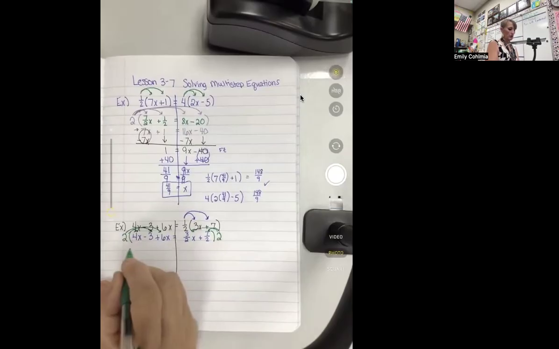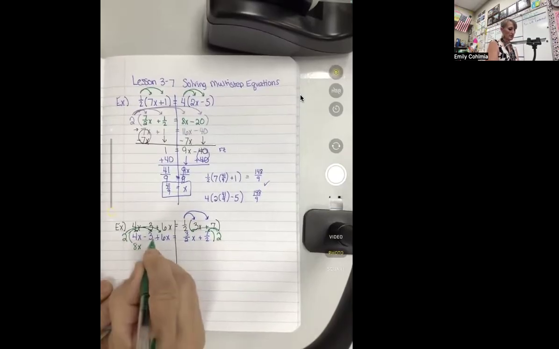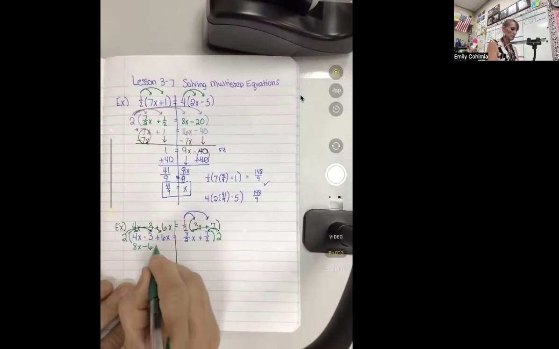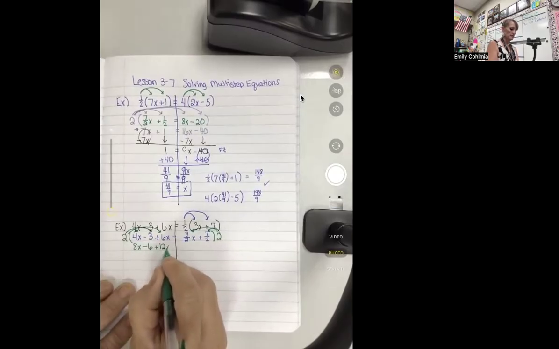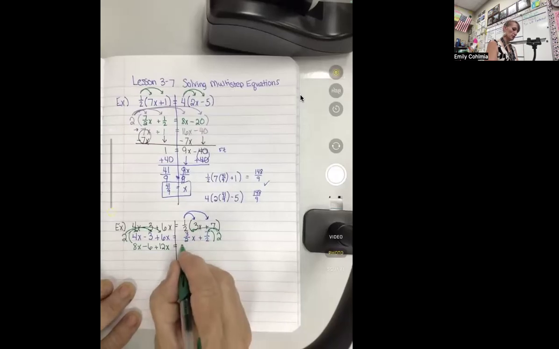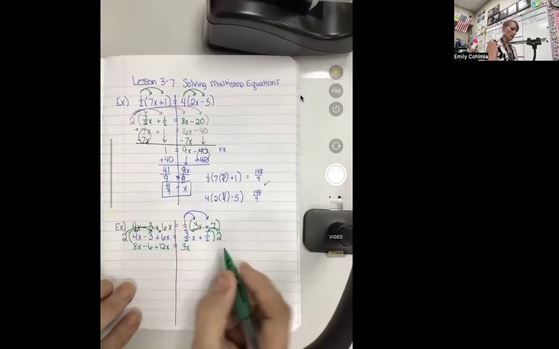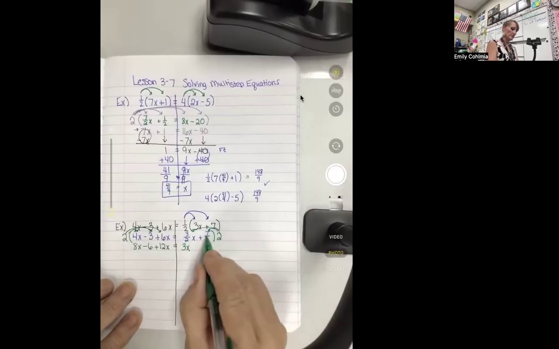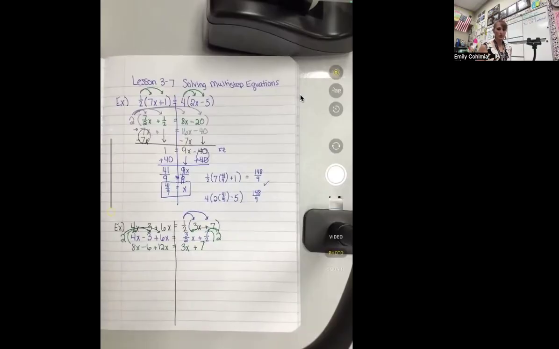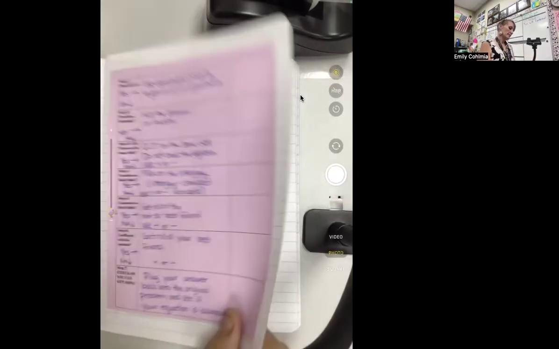So 2 times 4 is 8x. 2 times -3 is -6. 2 times 6x is plus 12x. Over here, we have 2 times 3 over 2x, which just gives me 3x, because the whole point is to get rid of the fraction. And 2 times 7 over 2, 7 over 2 is plus 7. So we killed the fraction, got rid of our fractions. We don't have to deal with fractions anymore. So we're done with step 2.